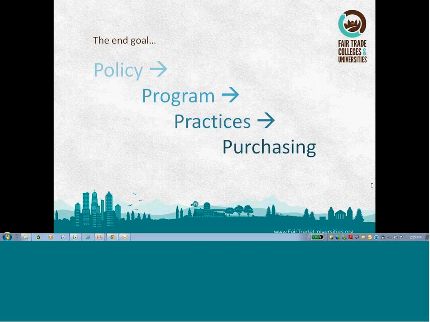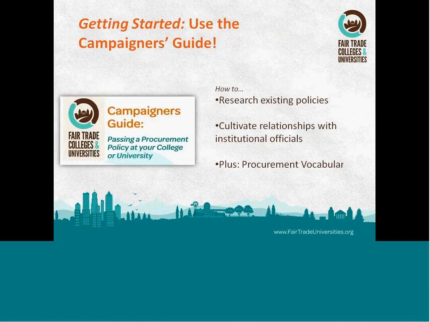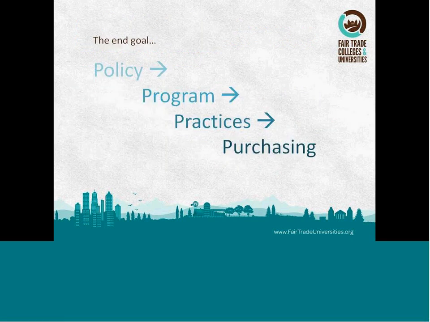So the end goal of this work is really getting to the purchasing. Can I have the next slide, please? So you want to make sure that your policy work is leading you into the kind of program, which is the internal framework for purchasing, such as staff time and trainings, and that then leads into practices. And in this case, the practice we want is contract language that requires fair trade products. And then if we're successful, the practices leads to purchasing of fair trade coffee, tea, sugar, and cocoa. So you can see policy leads to program, practices, and then purchasing.